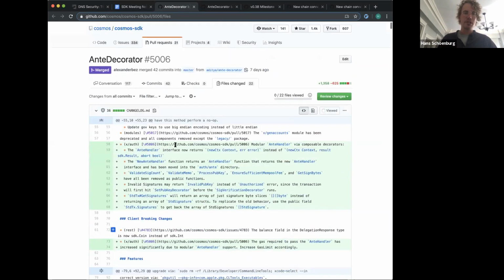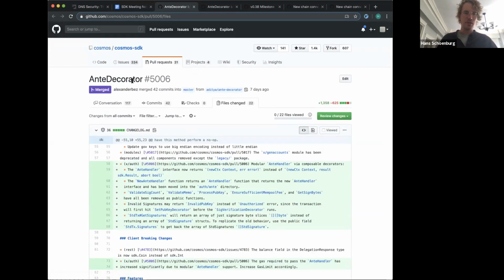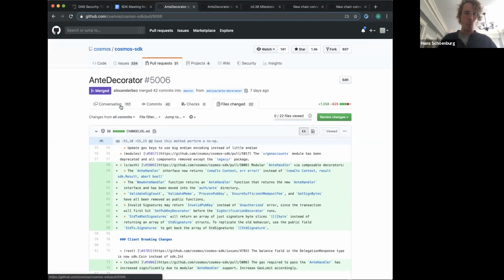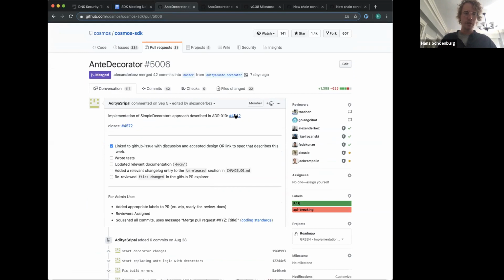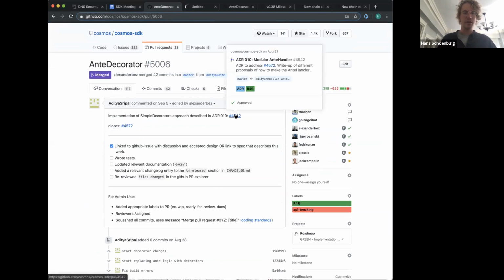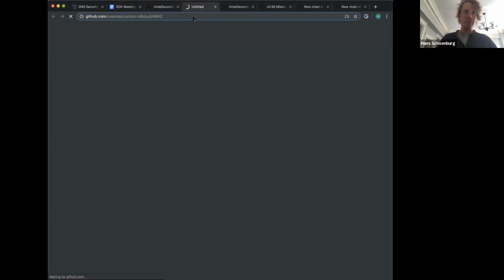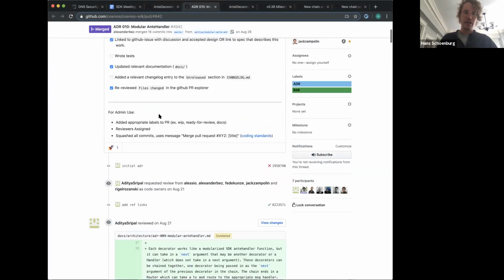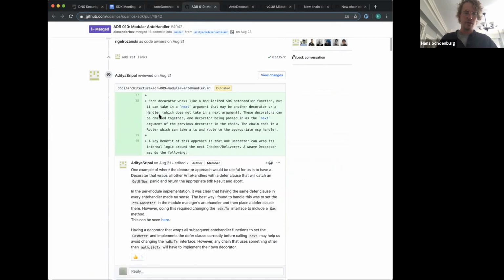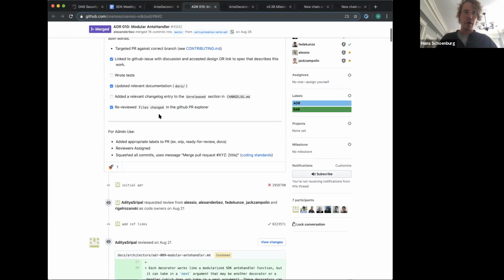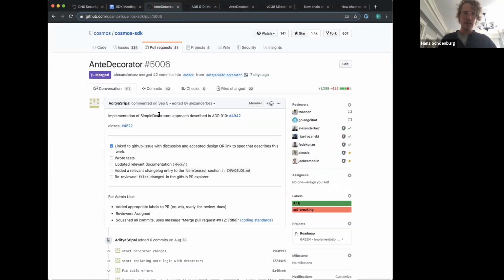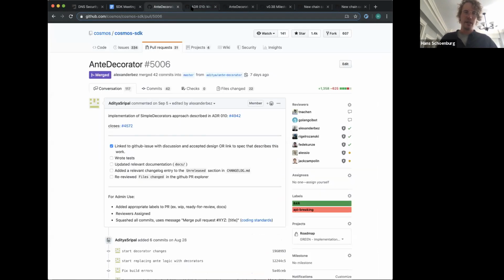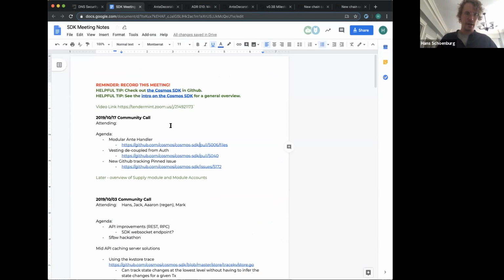So here's the pull request. Aditya wrote it. It's merged in. And you can see more of an architecture overview in ADR 10, where they talk about how it works. I didn't have a lot to do with this feature, so I'm afraid I don't have too much context. I don't think it's breaking. I think it's something that you can choose to extend in your app.